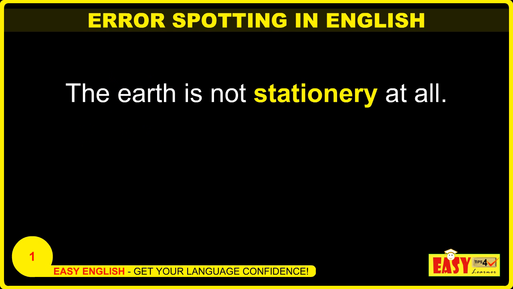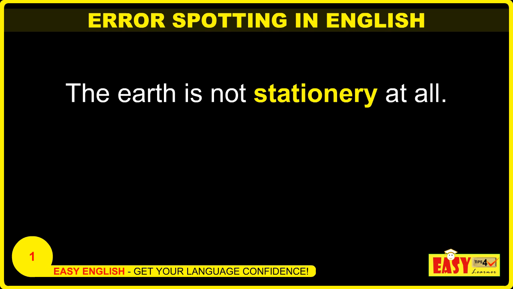The earth is not stationary at all. Now look at the spelling. S-T-A-T-I-O-N-E-R-Y. Stationary. What does this stationary mean? This stationary talks about pen, pencils, books, etc. The earth is not stationary at all. When you talk about earth, it should be the movement. Maybe the stationary denotes the movement, and this is the wrong usage with the wrong spelling.